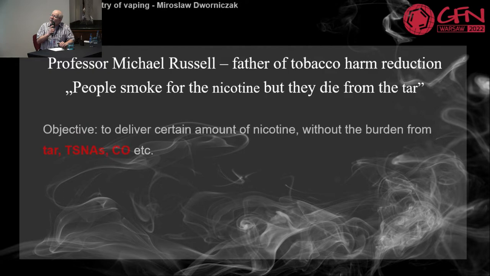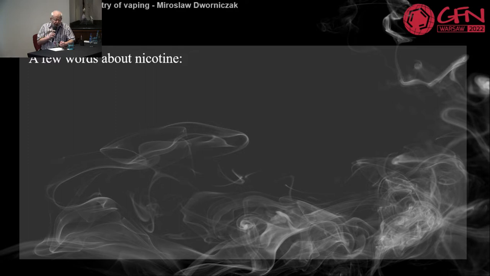The objective of delivering nicotine is to deliver certain amounts of nicotine without the burden of tar, TSNAs, it's tobacco specific nitrosamines, CO, so carbon monoxide, etc. So the question is how? How could we achieve this? But first, a few words about nicotine.